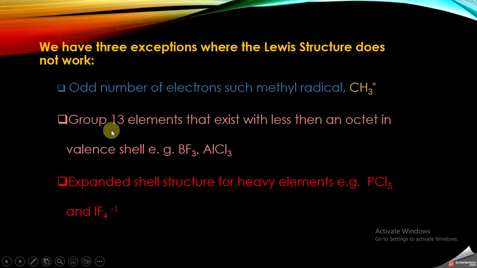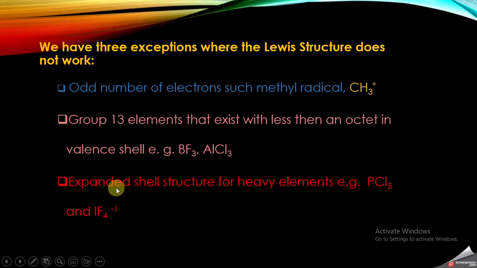This represents one electron, which makes the total valence electrons an odd number. The second situation is for group 13 elements that exist with less than an octet in the valence shell. For example, BF3, a compound in which boron does not have the complete shell. Similarly, AlCl3. If you draw their Lewis diagrams or their structures, you will see that the octet rule is not followed in the case of boron and aluminium.